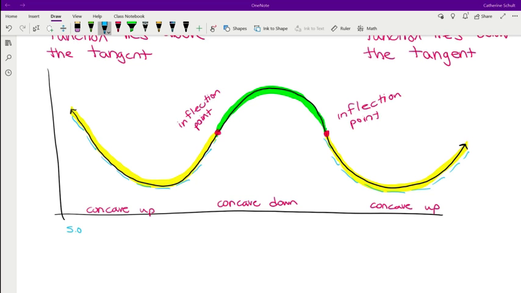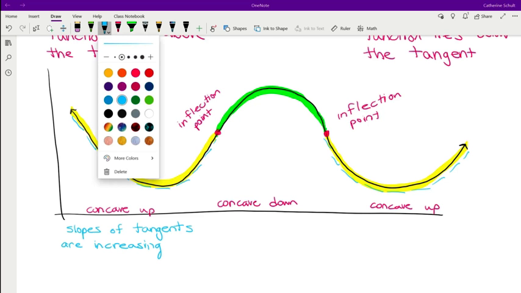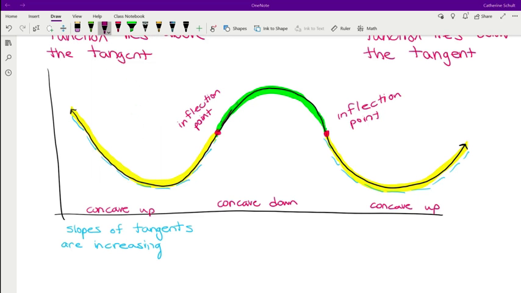So slopes of tangents are increasing for concave upward. All right, let me switch colors to clarify. We'll go purple. Okay, and next for concave down, if we were to draw our tangents, it's positive at first, it gets less and less steep to 0, and then it's going more and more negative. We're going from positive to negative. So when it's concave down, the slopes of the tangents are decreasing.